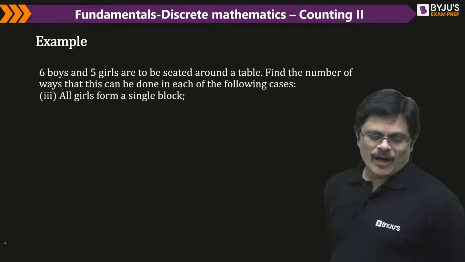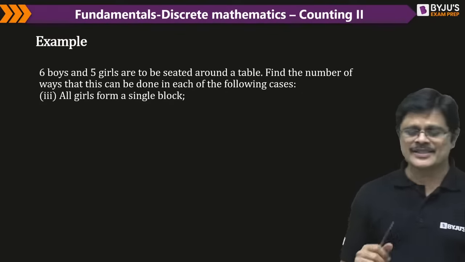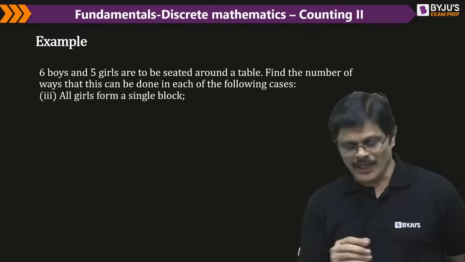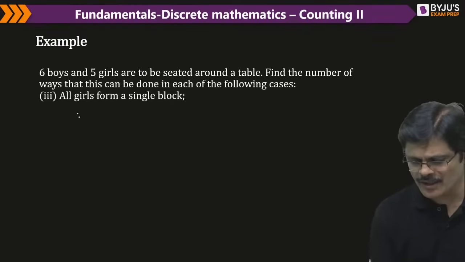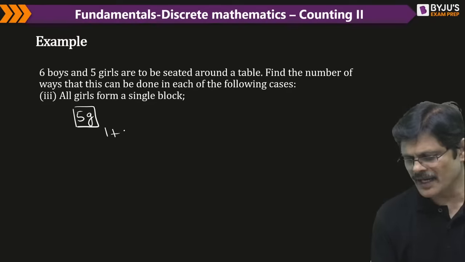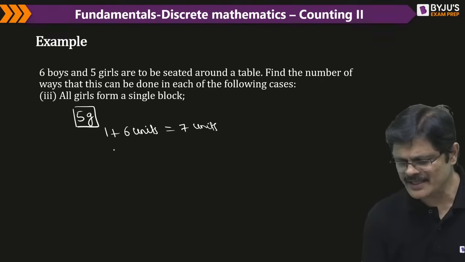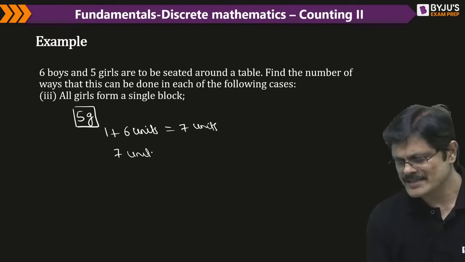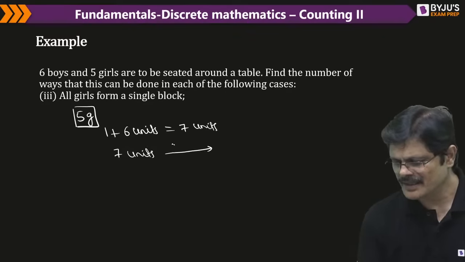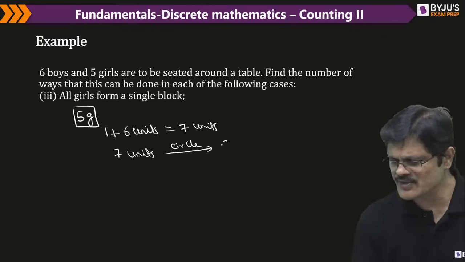Now here you want all girls to form a single block. So 5 girls are like one block and the remaining 6 units are the boys. So total 7 units. 7 units in a circle can be arranged in 6 factorial ways.